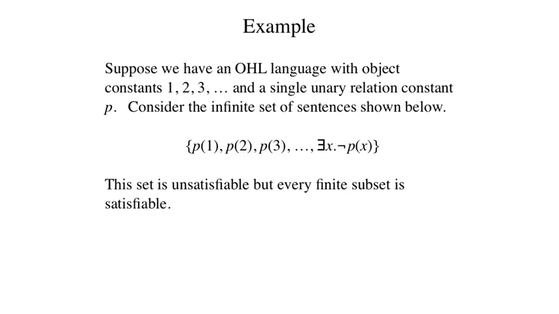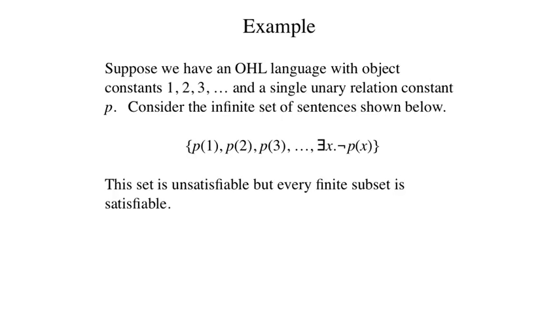Suppose that the signature for a language contains the object constants 1, 2, 3, and so forth, and the unary relation constant p. We take the sentences p of 1, p of 2, p of 3, p of 4, p of 5, and so forth. And then we add the single sentence, there exists an x, not p of x.